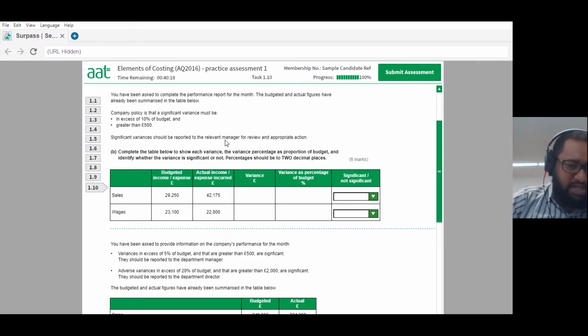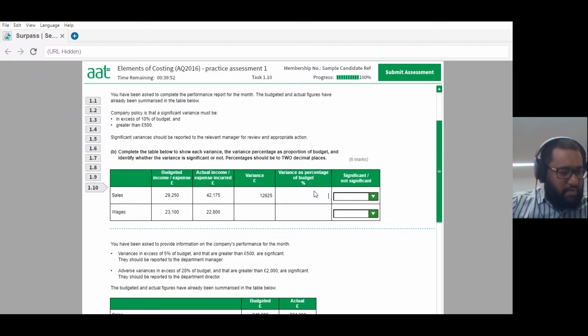Okay, so let's have a look at this. The first one, sales. The variance is going to be budgeted and the actual. So therefore, the sales is going to be a lot bigger than what you budgeted for. 29,250 you budgeted. And your actual sales is going to be what? 42,175. So your variance is going to be £12,925. What is the percentage in that case?